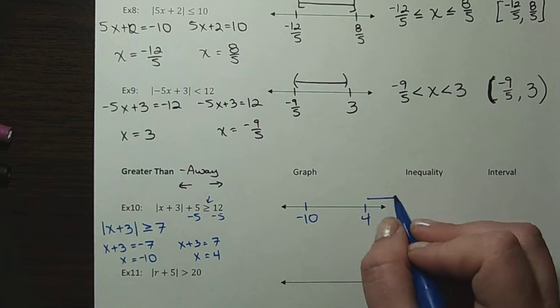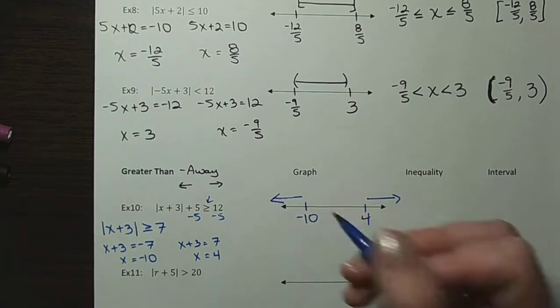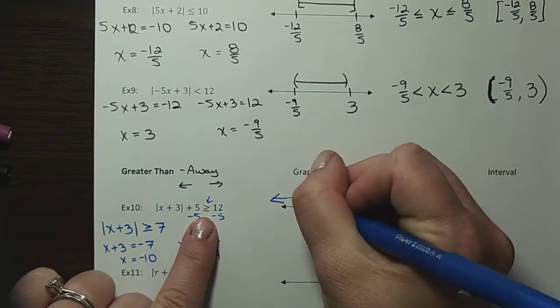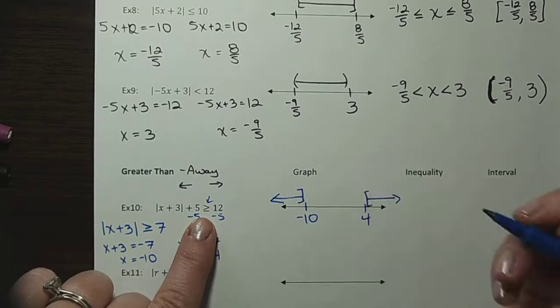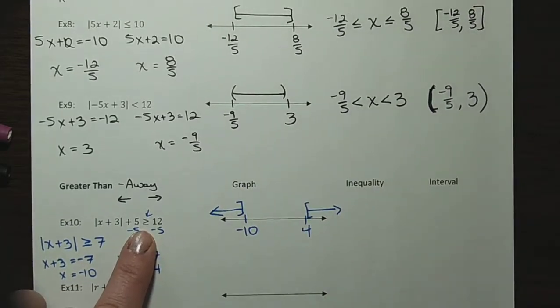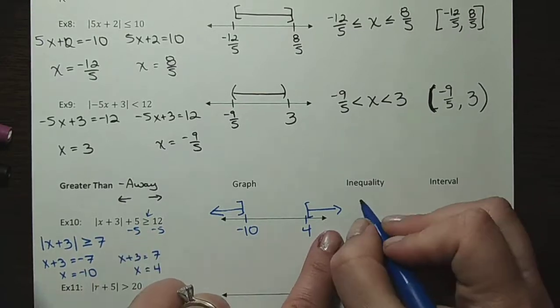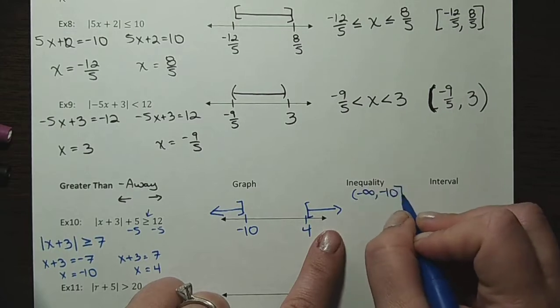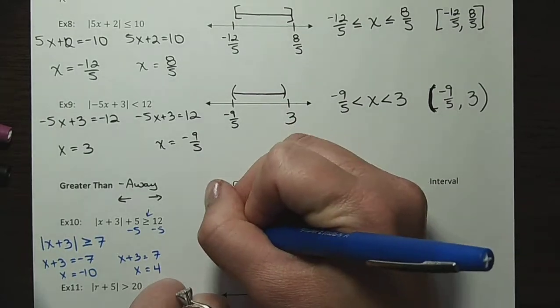away. So away and away. They face away from each other. And they're both going to get a bracket. That means the inequality is in two parts, and so is the interval. So the inequality is going to go negative infinity to negative 10. That's the first part, right? That's the part on the left.